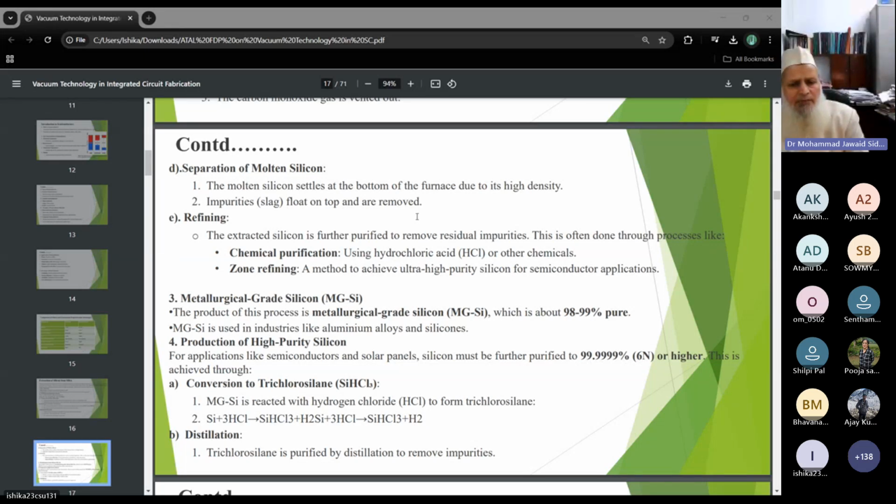So for applications like semiconductors, solar panels, and integrated circuits, we need 99.9999%, 6N or higher purity. This is achieved through conversion to trichlorosilane, SiHCl3. Metallurgical grade silicon is reacted with hydrogen chloride to form trichlorosilane, and then a distillation process is used to purify it and remove the impurities. Yes, please go to the next slide.